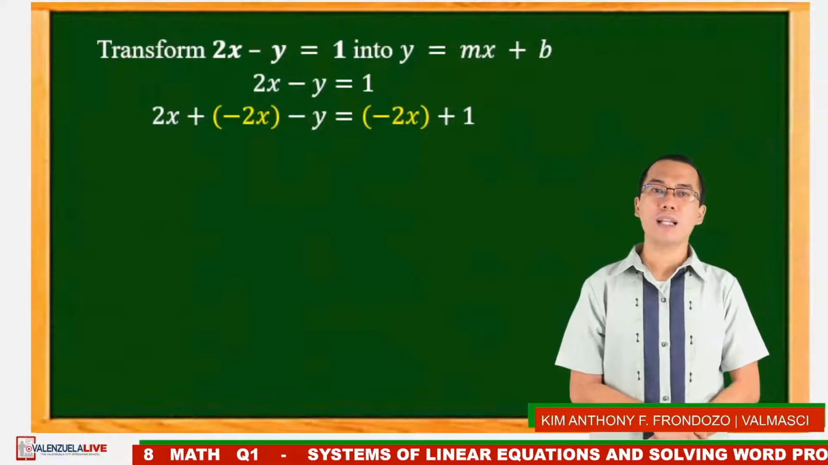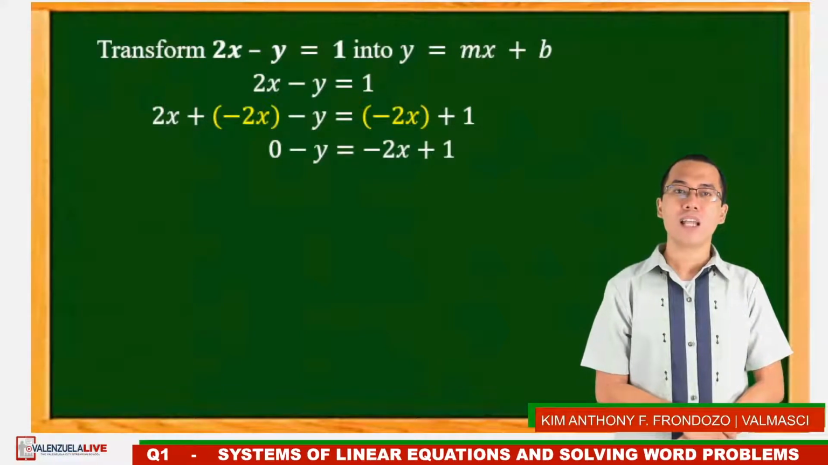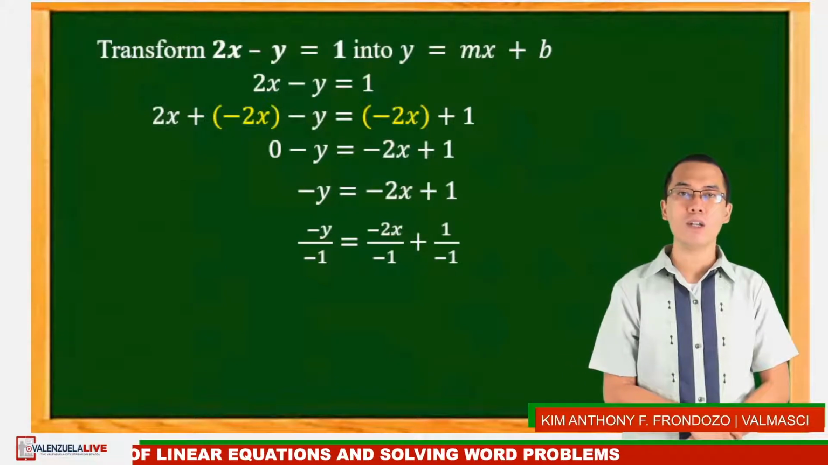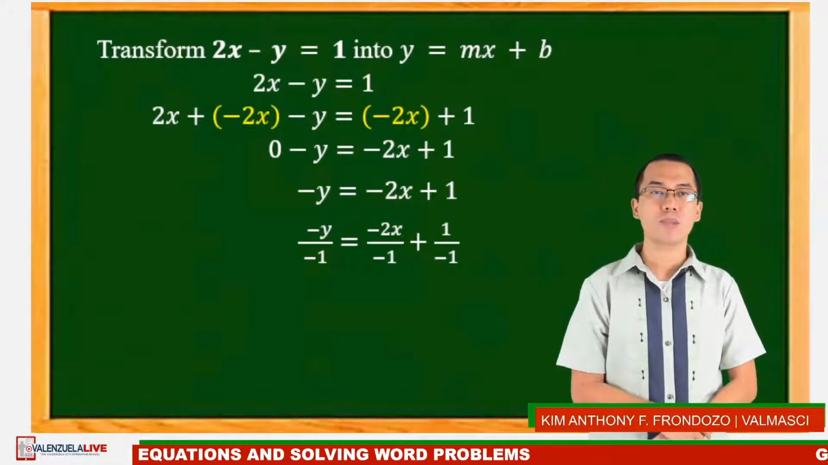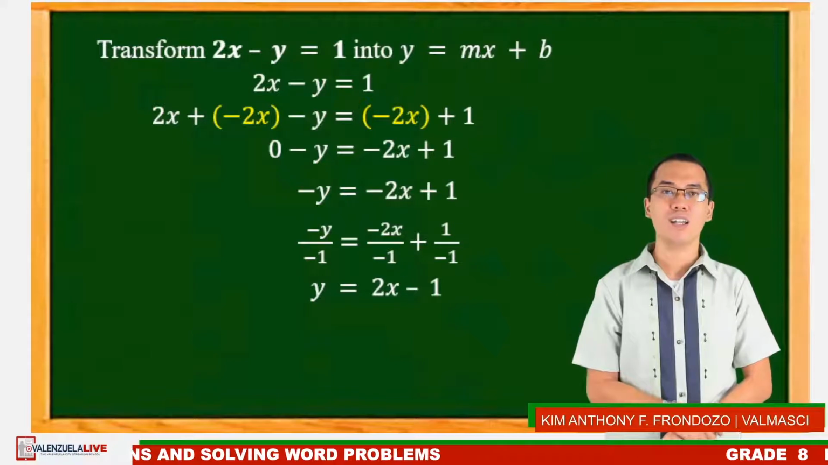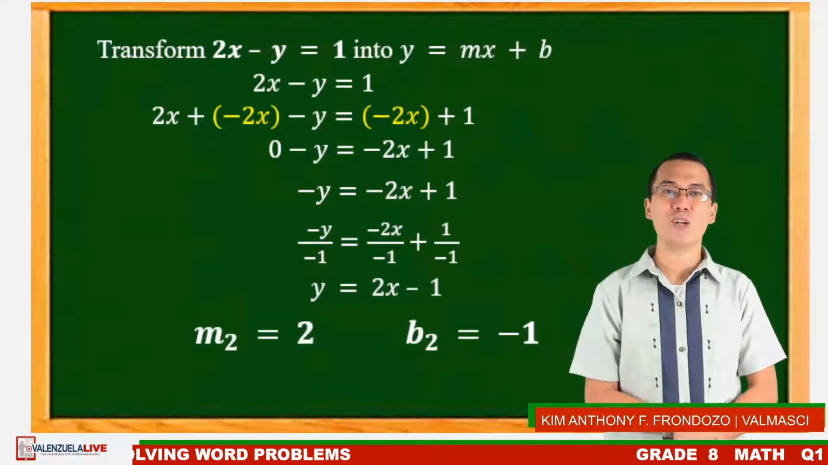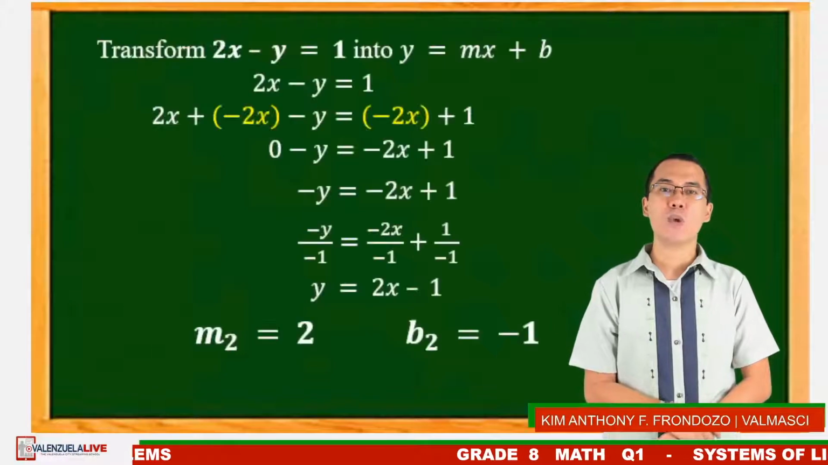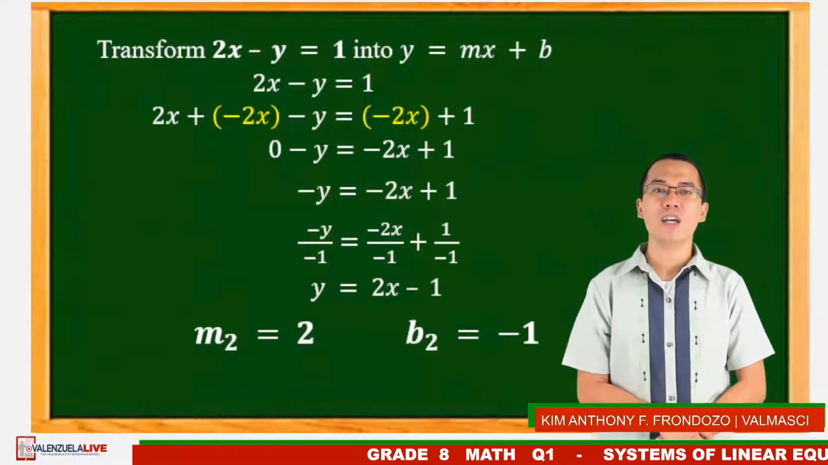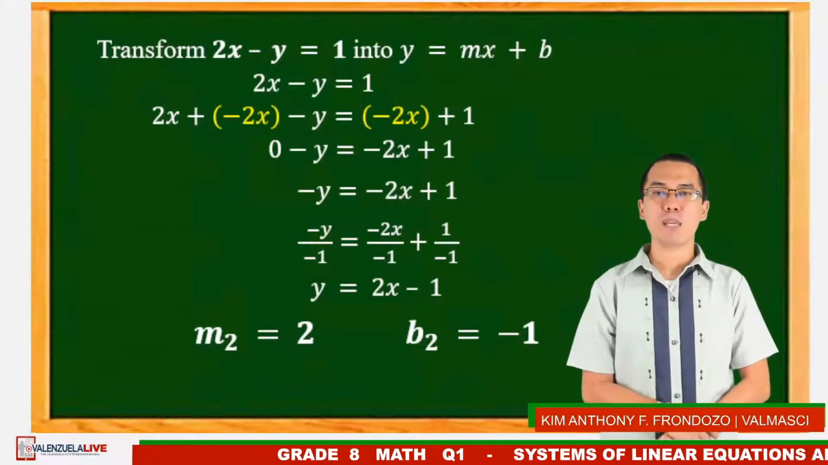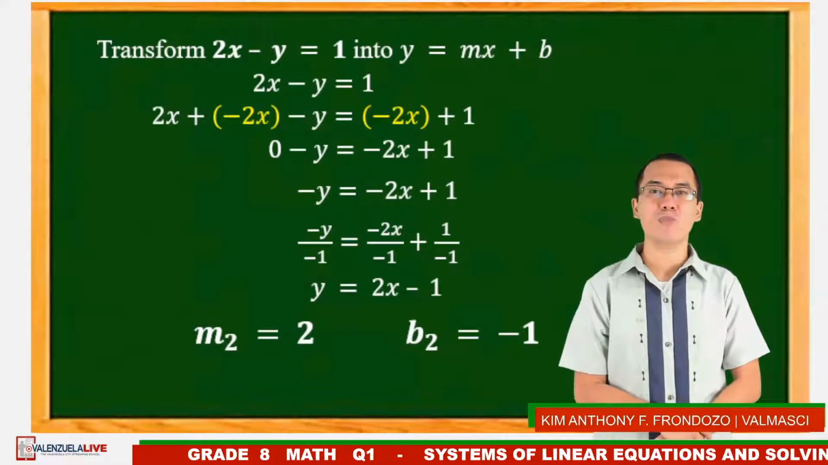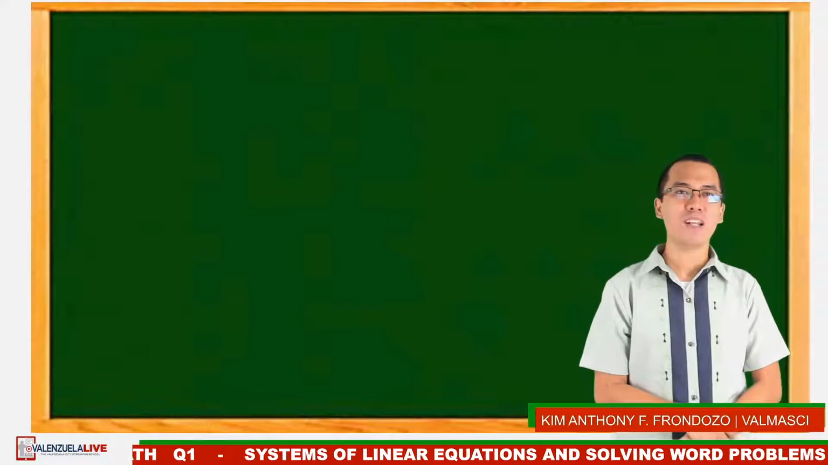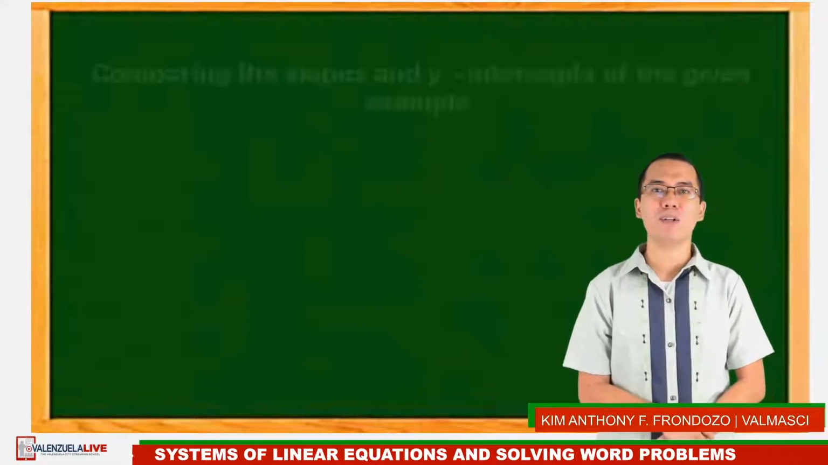And we'll have negative y equals negative 2x plus 1. Since y is positive in the slope-intercept form, we divide both sides of the equation by negative 1. So we'll have y is equal to 2x minus 1. So our slope in the second equation is 2 and y-intercept b sub 2 is equal to negative 1. Now, let's compare the slopes and the y-intercepts of the given example.